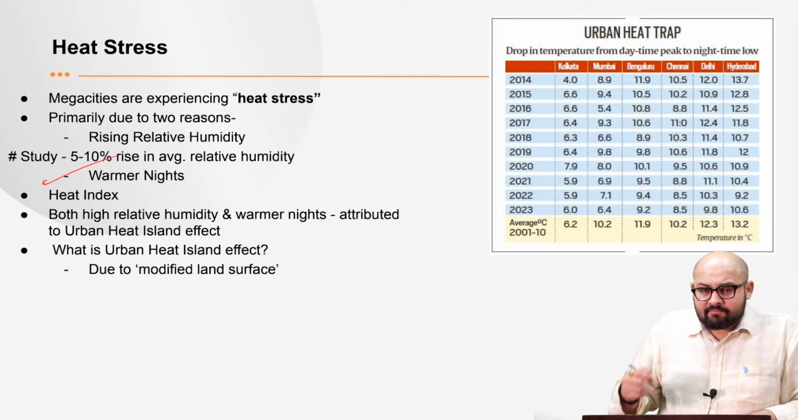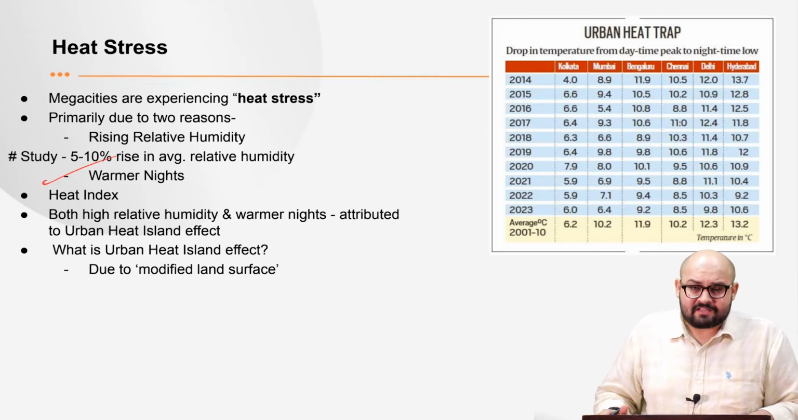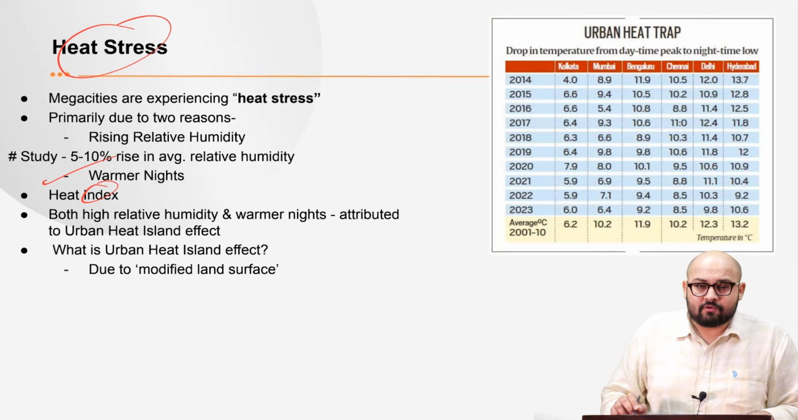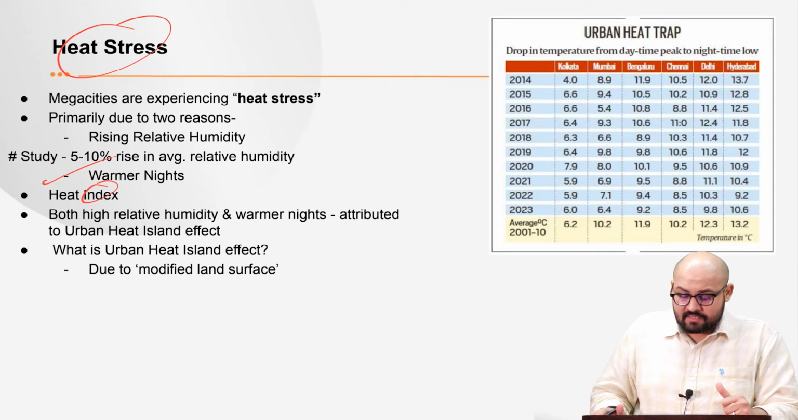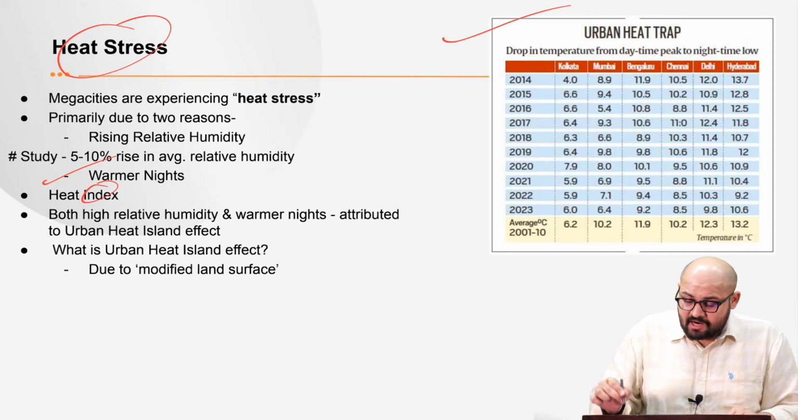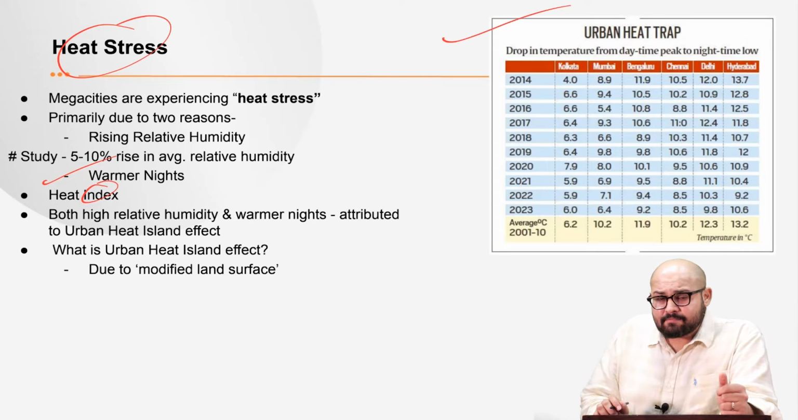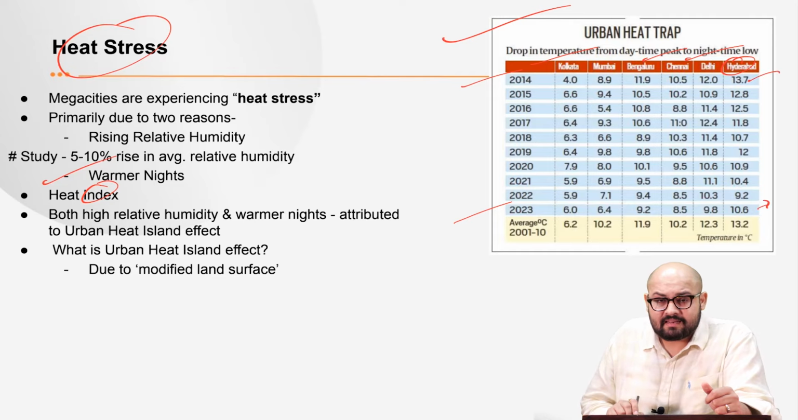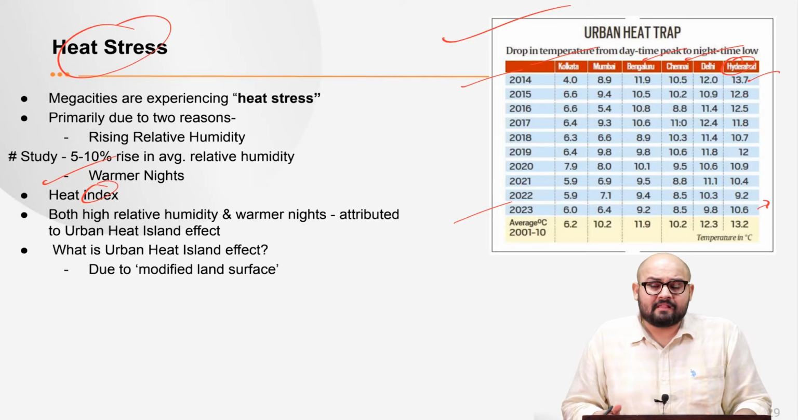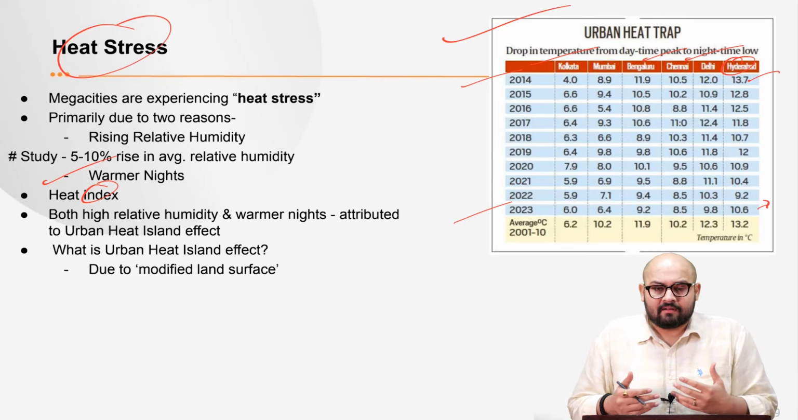Now, we have this concept of heat index, which actually measures this heat stress, right? So we are using this heat index to measure the heat stress. It actually measures the discomfort because of this heat. If you look at the chart in front of you, you will see that there has been a drop in the temperature from the daytime peak to the nighttime low, right? So look at the data from 2014 to 23. For Hyderabad, there has been a drop from 13.7 degrees Celsius to 10.6 degrees Celsius. It means that the nights are becoming warmer, right?